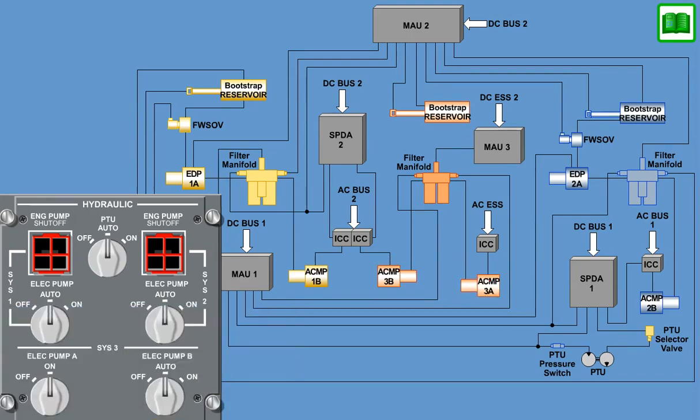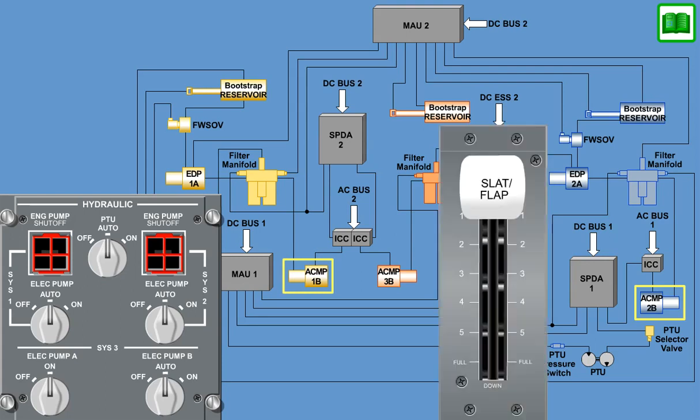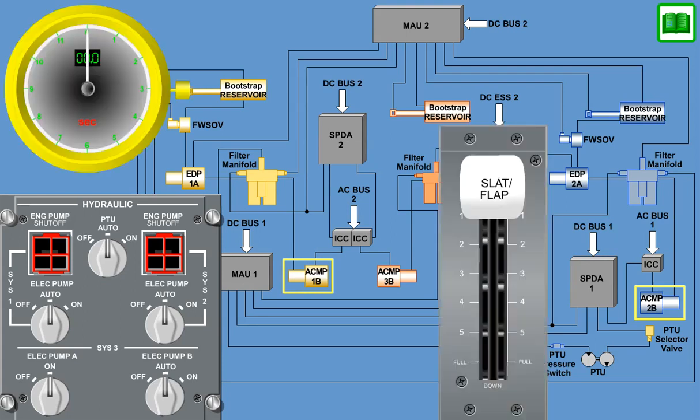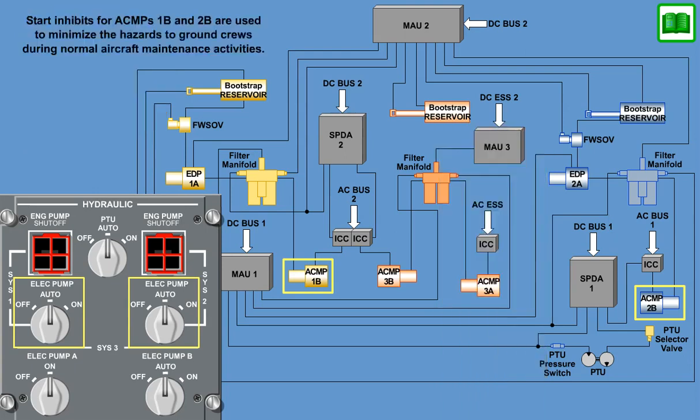To prevent overloading the electrical generator during single generator operation whilst ACMP 3A is running, and to prevent ACMP 1B and 2B from being started simultaneously when the flaps are selected to 0 degrees, a staggered 1.5 second time delay is incorporated between the start of ACMPs 1B and 2B. In addition, start inhibits for ACMPs 1B and 2B are used to minimize the hazards to ground crews during normal aircraft maintenance activities.